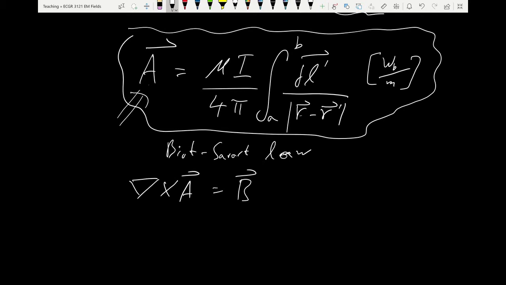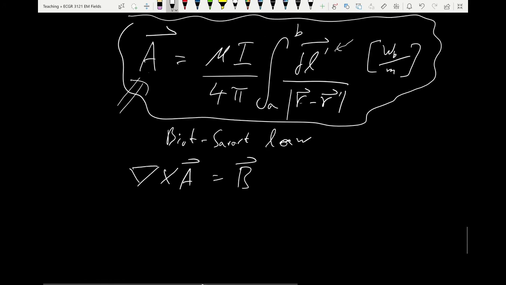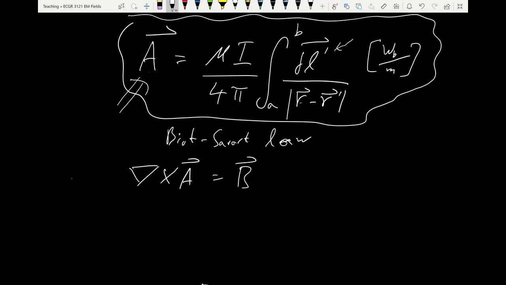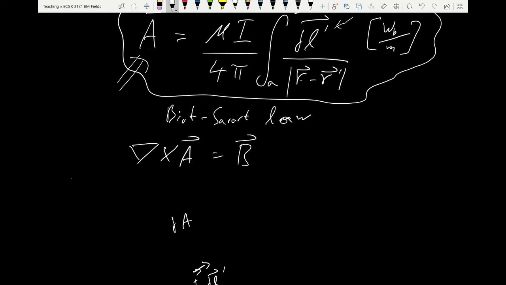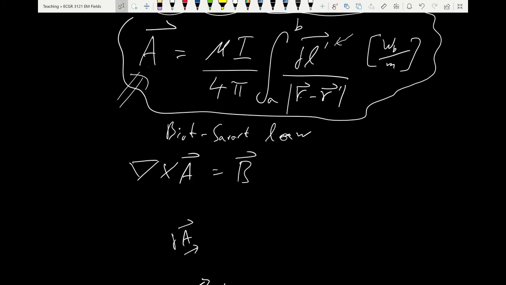The interesting thing about A, notice that A will have the same direction as dl, the same direction as the current element. So if I have some dl prime with the current I passing through it, the whole A vector is going to depend on the whole current, but dA is going to be in the same direction as dl. So A behaves as if it's current-like in space. It kind of parallels the current.